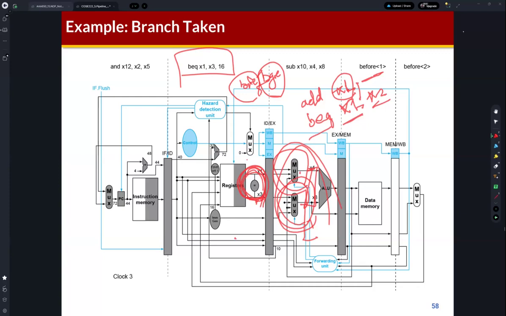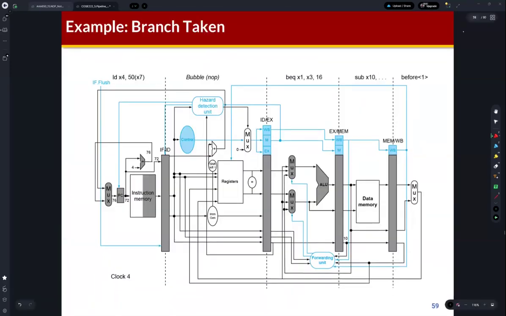So in this case, we need to delay the execution of BEQ, which means the BEQ stays in the ID stage until this register value is internally forwarded in the register file, right? So it causes an additional data hazard. Okay. So this is the problem.